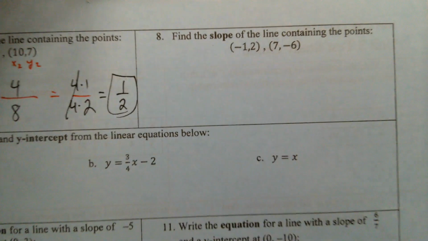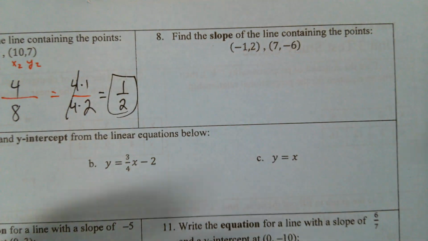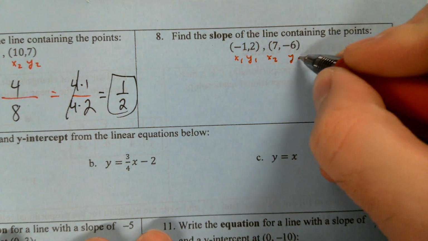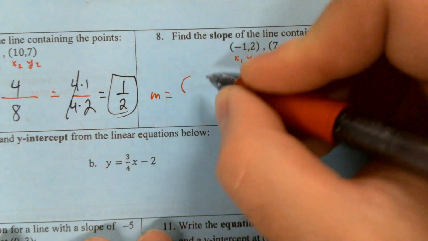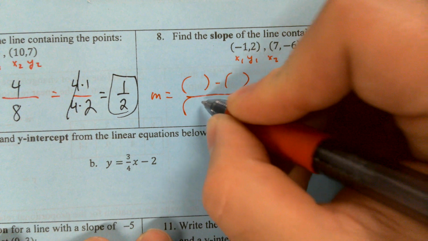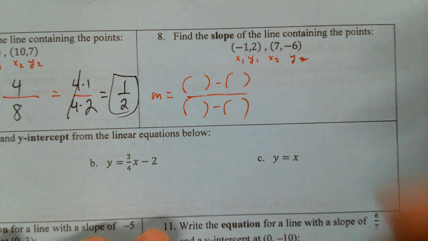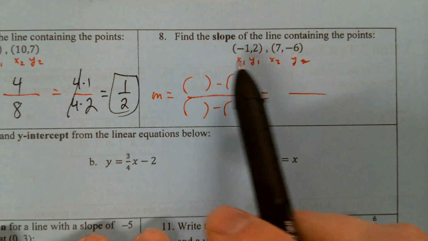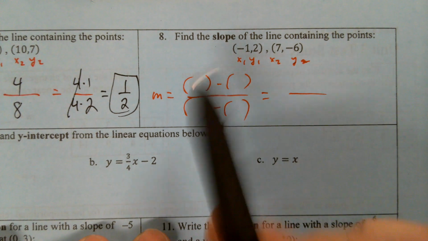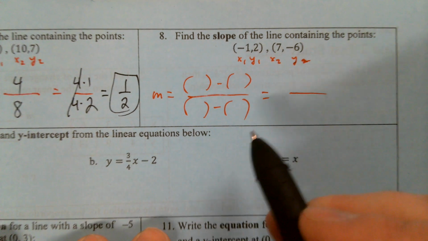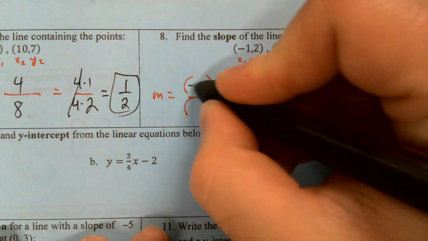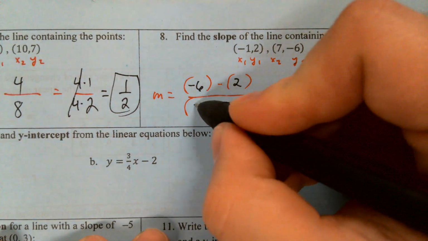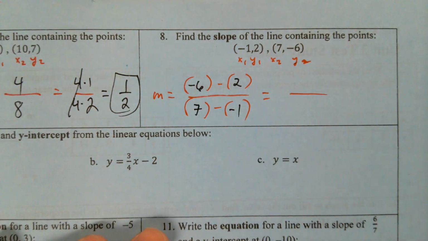So number 8, same thing. We're going to label our points: x1, y1, x2, y2. M is equal to parenthesis minus parenthesis over parenthesis minus parenthesis. And we have to be even more careful with this one because we've got negative signs. That's going to make things a little bit more difficult. y2 minus y1 is negative 6 minus 2. x2 minus x1 is 7 minus negative 1.